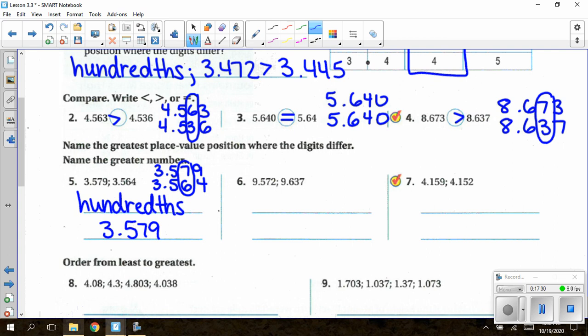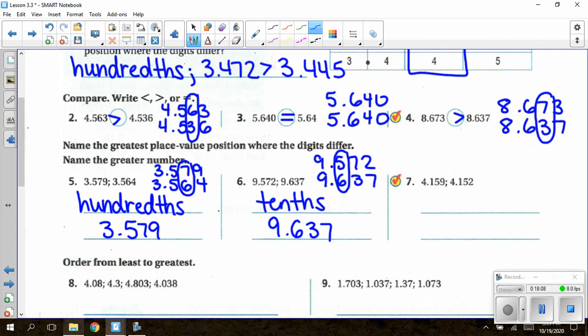Moving on to question number 6. Stack the decimals so that way we can compare. And to now check to see where they are first different. Obviously the ones digits are the same, but the tenths digits this time are different. So the greatest place position where they are different is the tenths place. And to name the larger number, it would be the second number that I wrote, so my 9 and 637 thousandths.